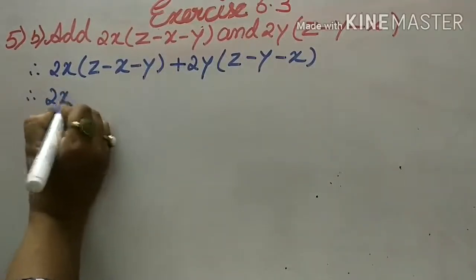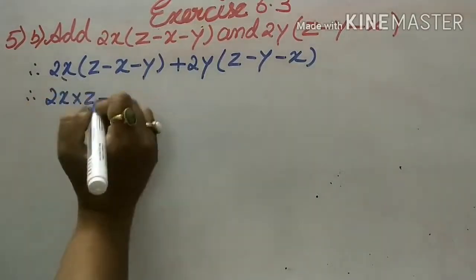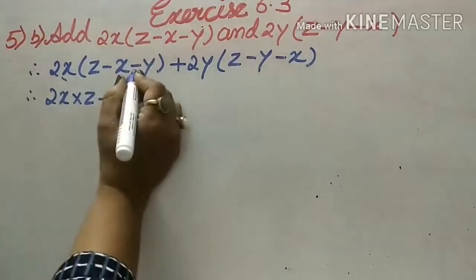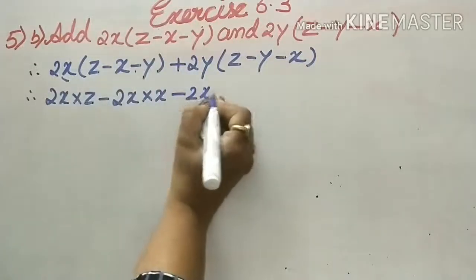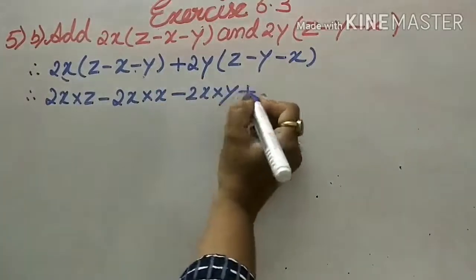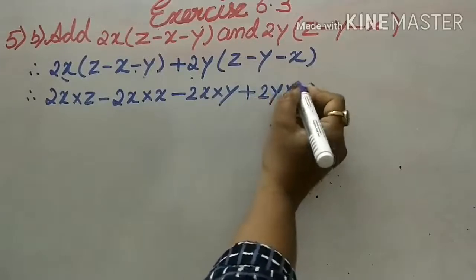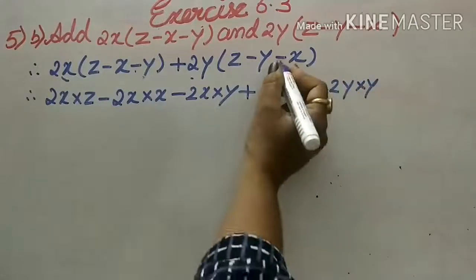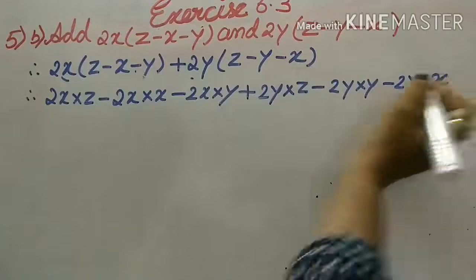Therefore, 2x into z. Now this minus sign as it is. Next, this 2x we have to multiply to this x, 2x into x. Now this minus sign as it is. Now this 2x to this y, 2x into y. This part completed. Now this plus. Now 2y we have to multiply to this whole bracket. 2y into z minus 2y into y minus 2y into x.